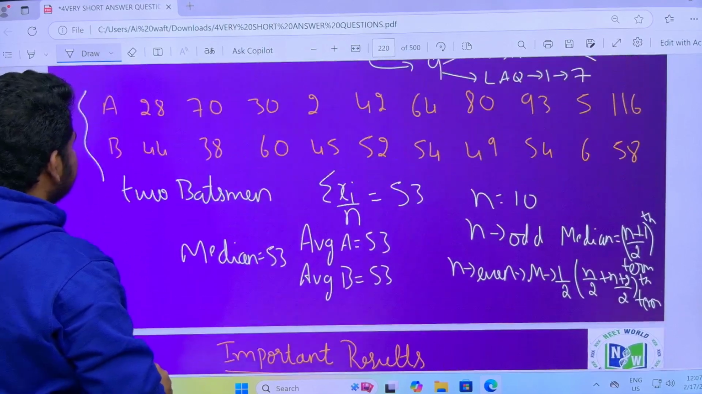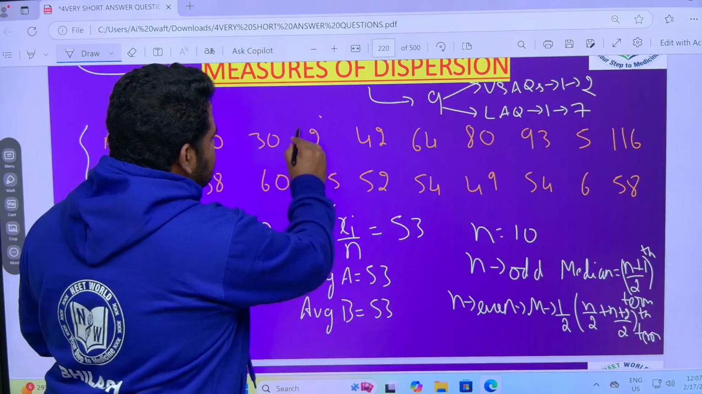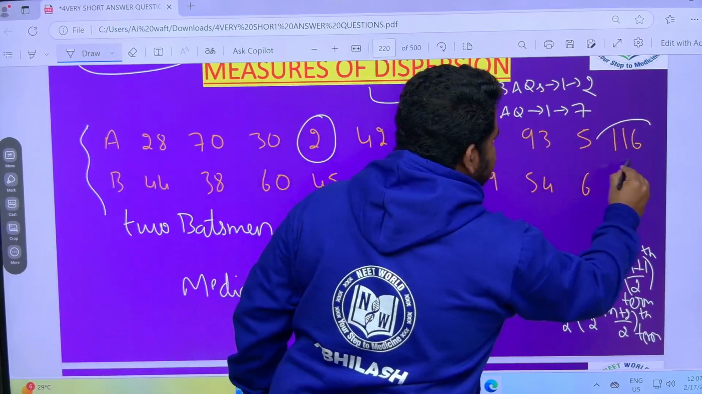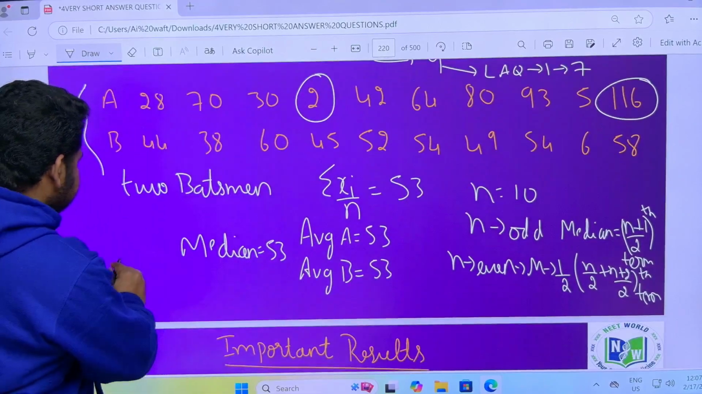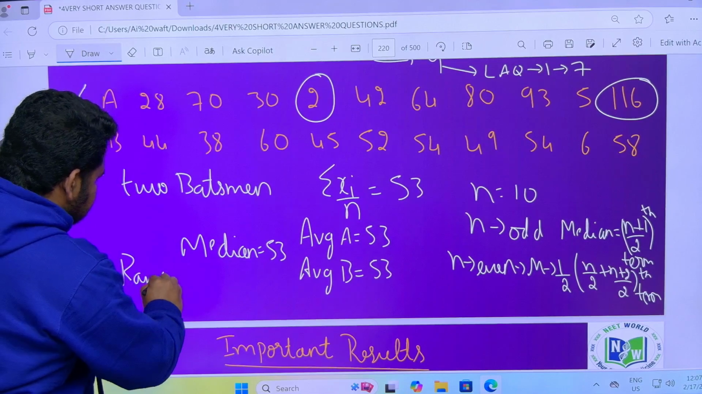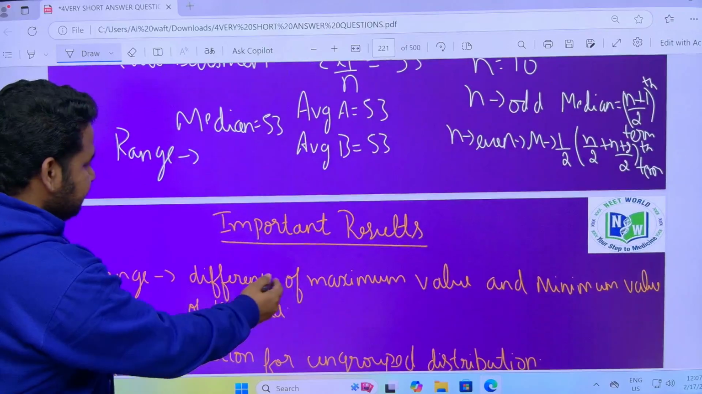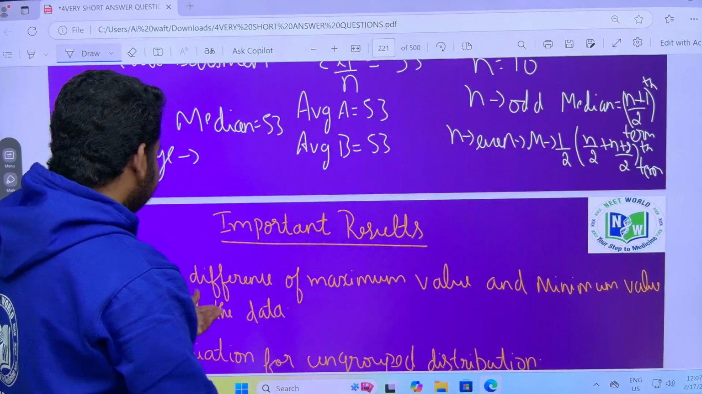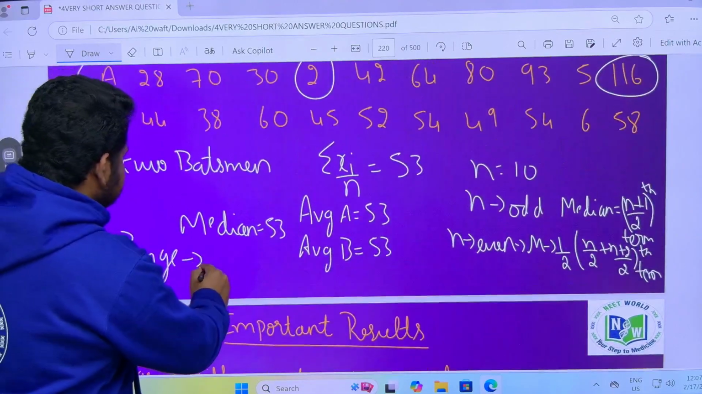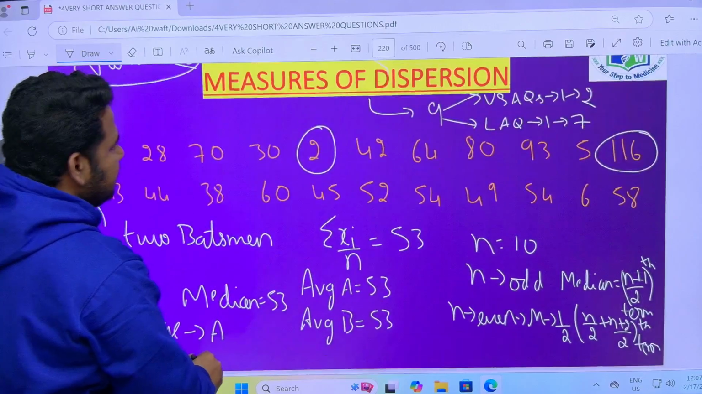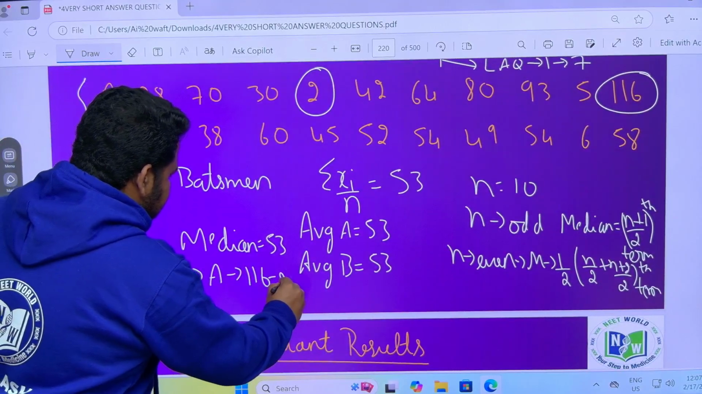If you talk about variability here, see friends, in batsman A, the lowest score is 2 and the highest score is 116. Range is nothing but the difference between the maximum value and the minimum value of the data. So the range for A is 116 minus 2, that is 114.